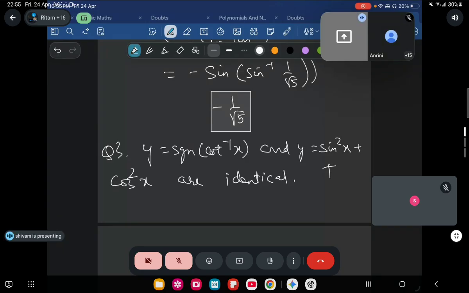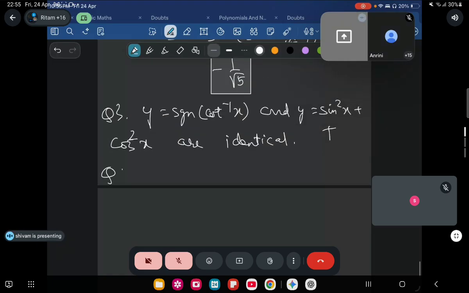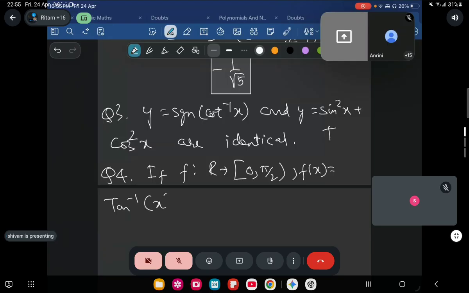So one more. Okay. Question number 4. If f maps R to 0 comma pi by 2, f of x equal to tan inverse of x square plus 2x plus alpha is onto, find alpha, solve. Question number 4.